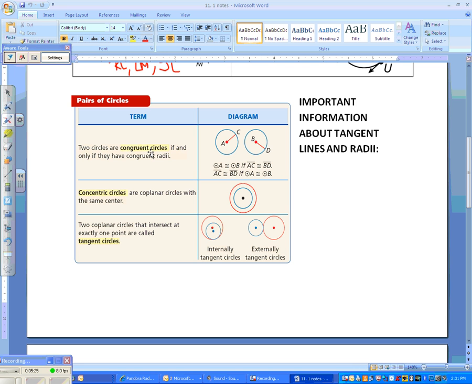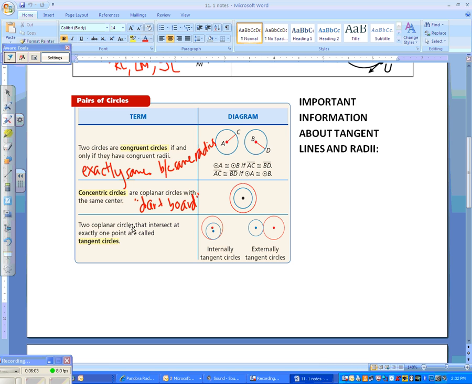First of all, congruent circles are 2 circles that are exactly the same. So write down that they are exactly the same, and the reason why they're exactly the same is because of the radius, because they have the same radius. So if the radius is the same size, the circles have to be the same size. Concentric circles are coplanar circles with the same center. So here's an example. I would write down dartboard because that's going to remind me that concentric means that they share the same center, but one's smaller than the other one.